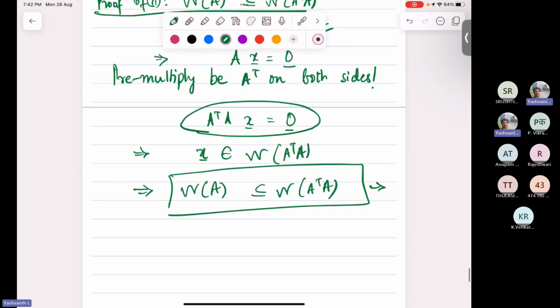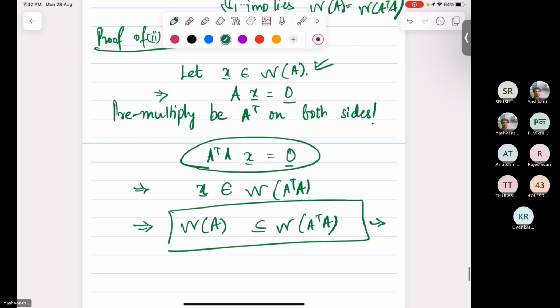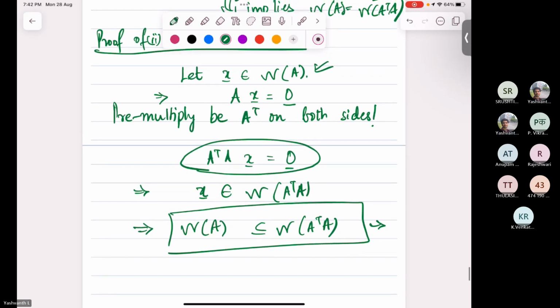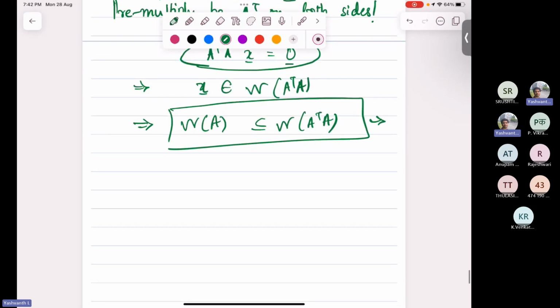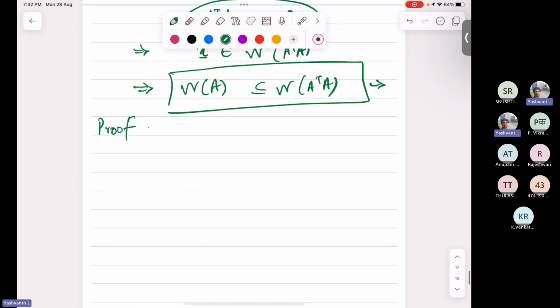Yeah, is there a question? Okay, I hope not. Now let's see the other way. That way is a little tricky and very interesting also. It's a very beautiful way to prove. Proof of 1. That is, null space of A transpose A is a subset of null space of A.